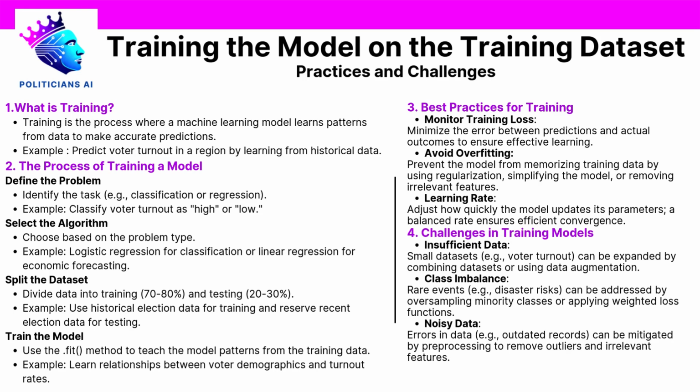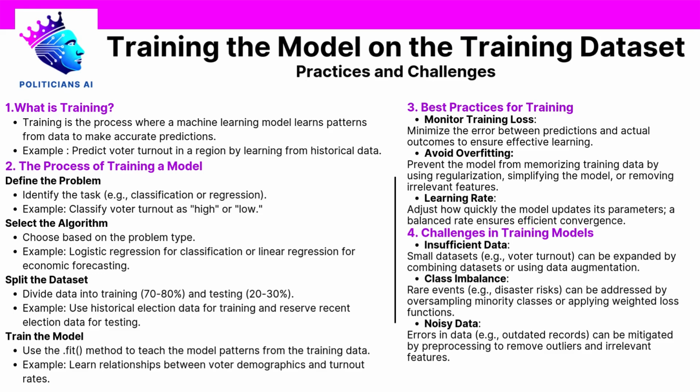Training models in public policy settings often comes with unique challenges. One major issue is insufficient data. For example, if a city has only conducted a few public surveys about voter turnout, the dataset may not be large enough to capture meaningful patterns. In such cases, data augmentation can help. For instance, we could combine survey data with other datasets, such as census information or past election results, to increase the dataset size and diversity.